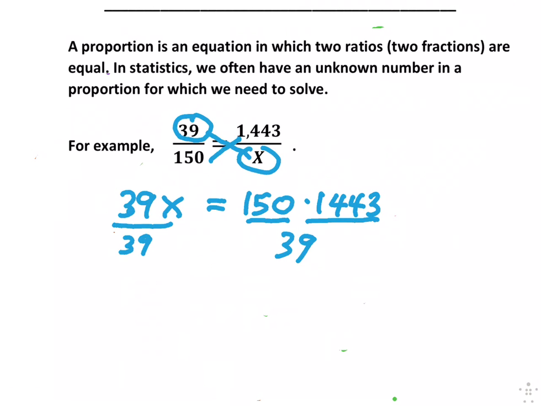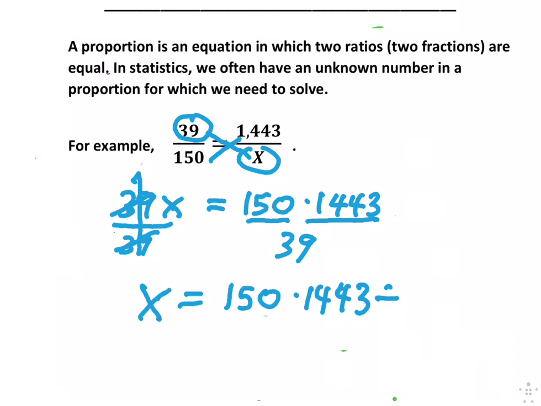If I divide 39x by 39, that of course gives me 1x. And 1x will equal what I get if I take 150 times 1,443 and then divide that by 39. That would give us the value of x in this proportion.